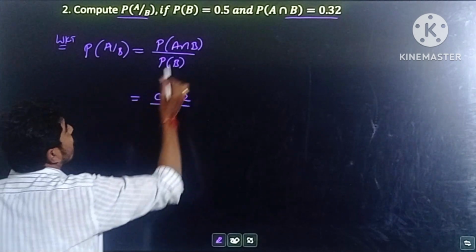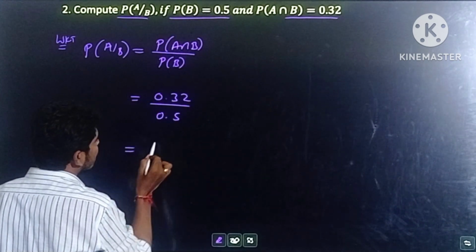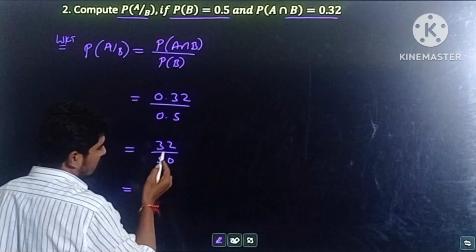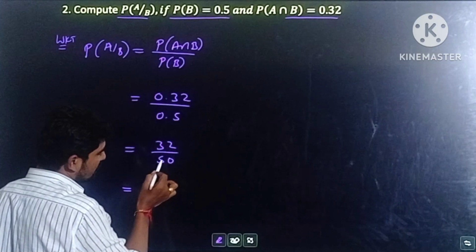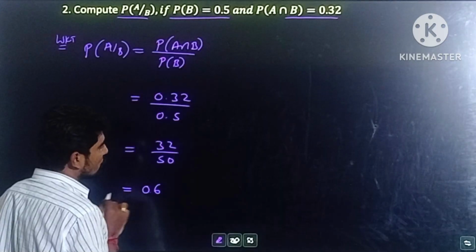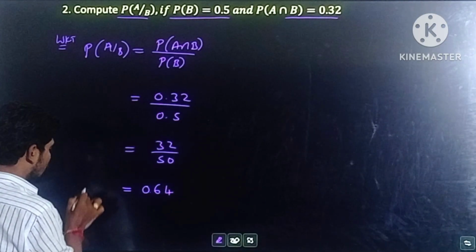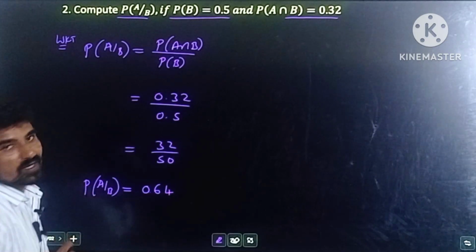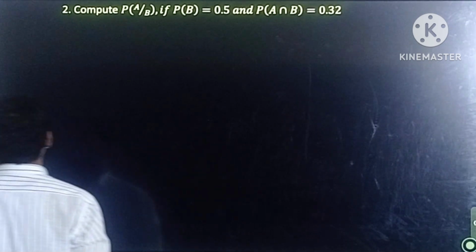0.32 divided by probability of B, which is also given, 0.5, which is equal to 32 divided by 50. So 0 to 320, then 6 fives are 30, 0 remaining 20, 0 to 5 fours are 20. So 0.64 is the value of probability of A by B. I hope all of you understood. So let's start the next question.